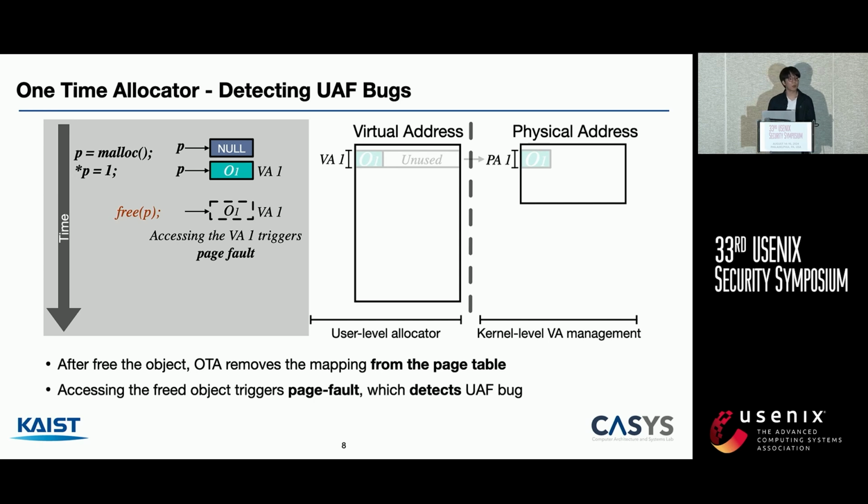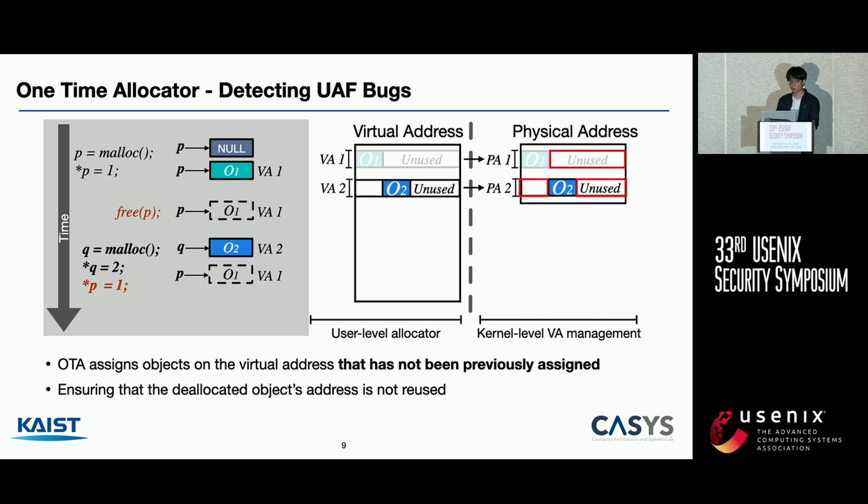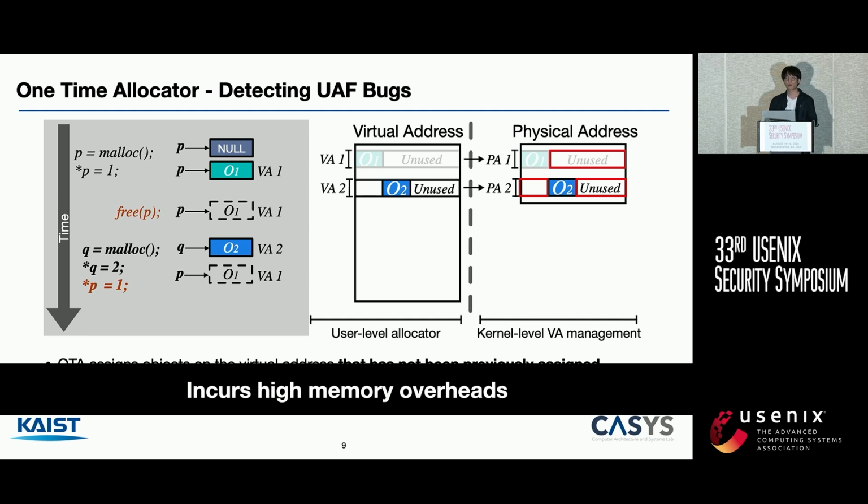But what happens when we allocate a new object? Let's try to allocate a new object O2 and see what happens. The new object O2 is always allocated a new virtual address. This ensures that the freed object's virtual address is not reused, thereby preventing use-after-free bugs. However, this mechanism suffers from high memory overhead because every new allocation has to be placed on a new page-aligned virtual address.